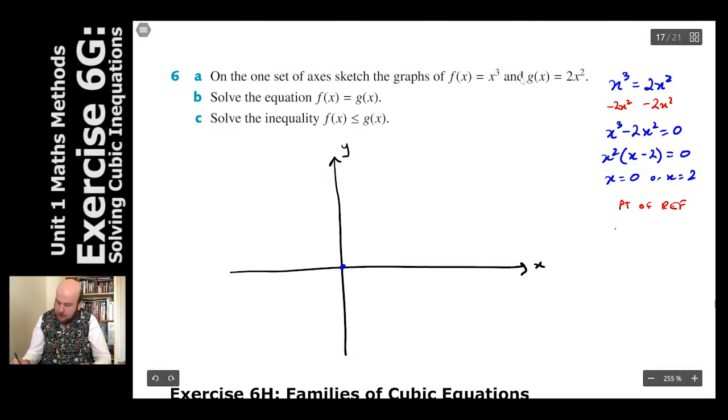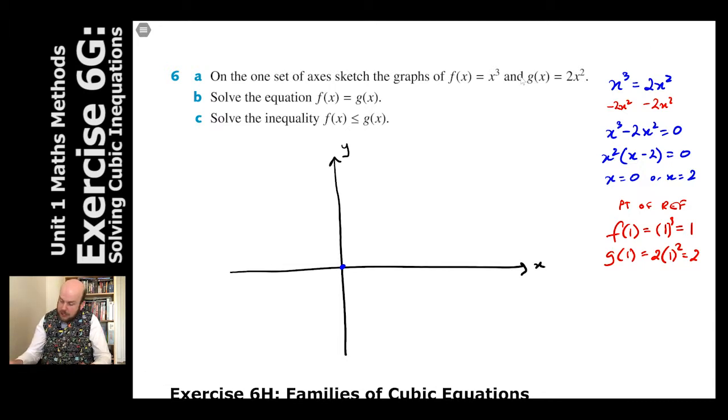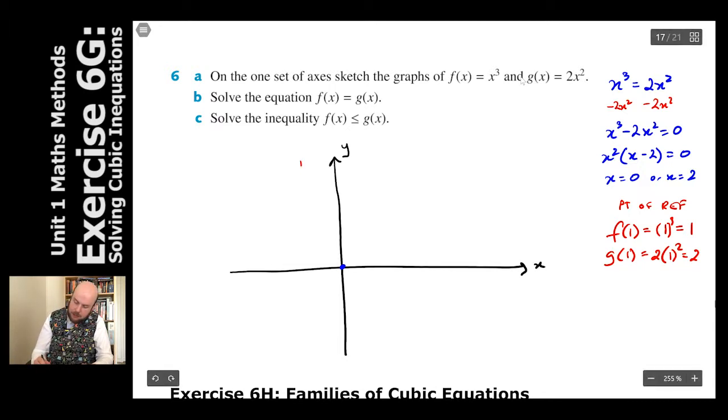So f of 1 is equal to 1 cubed, which is 1. g of 1 is equal to 2 times 1 squared, which is equal to 2. So therefore, the quadratic will be at a higher point. So let's make g of x this red one. And let's make this cubic looking like this.